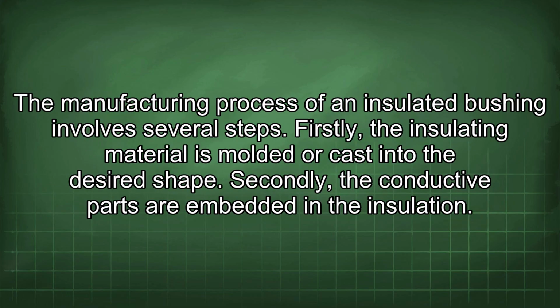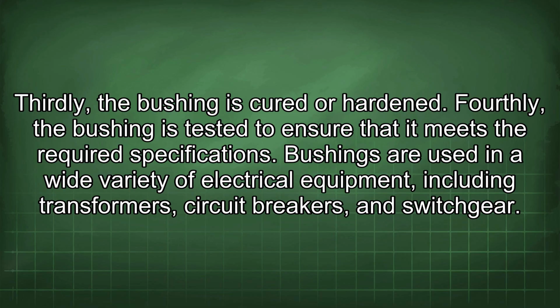The manufacturing process of an insulated bushing involves several steps. Firstly, the insulating material is molded or cast into the desired shape. Secondly, the conductive parts are embedded in the insulation. Thirdly, the bushing is cured or hardened. Fourthly, the bushing is tested to ensure that it meets the required specifications.